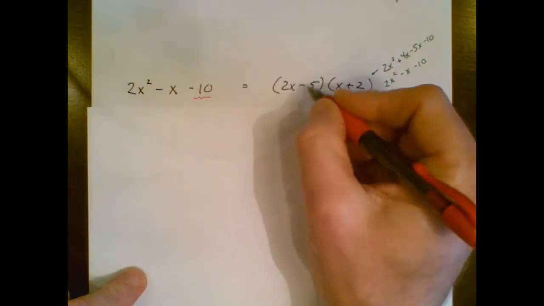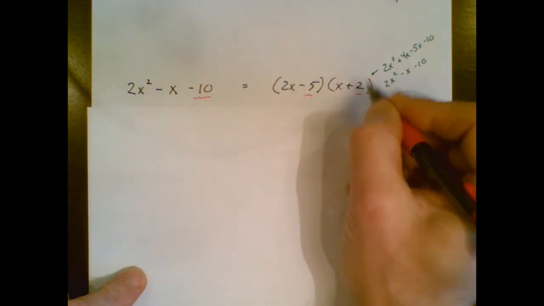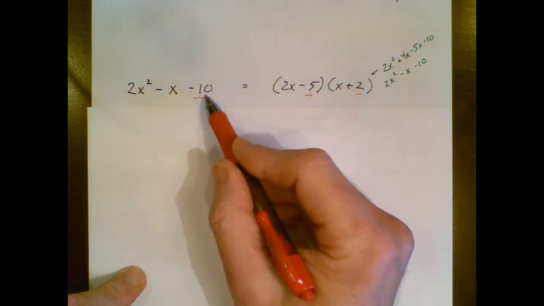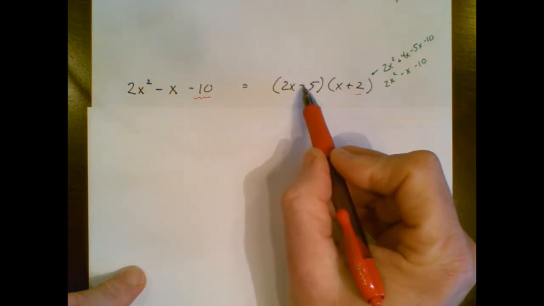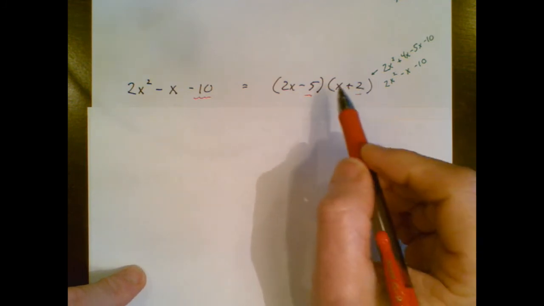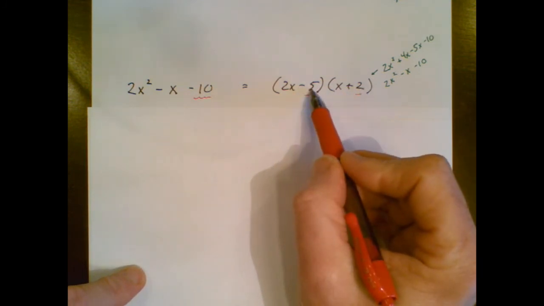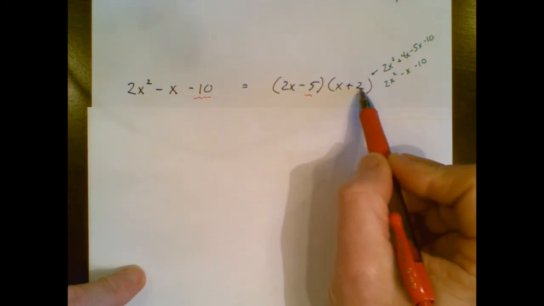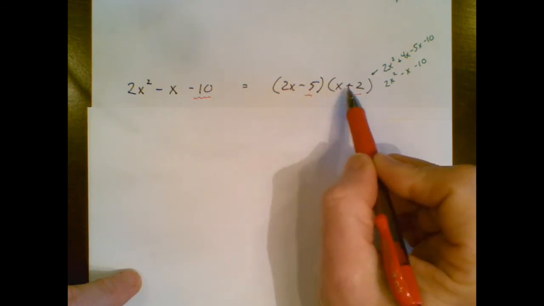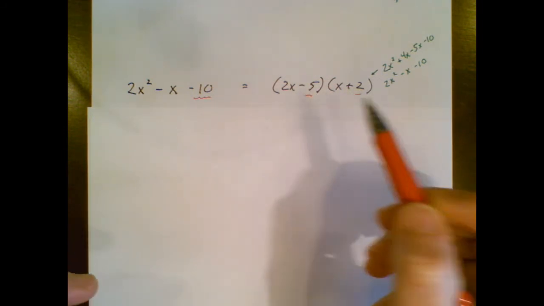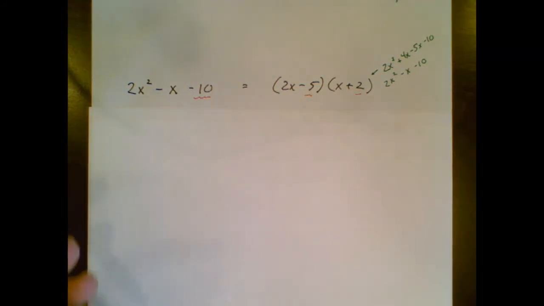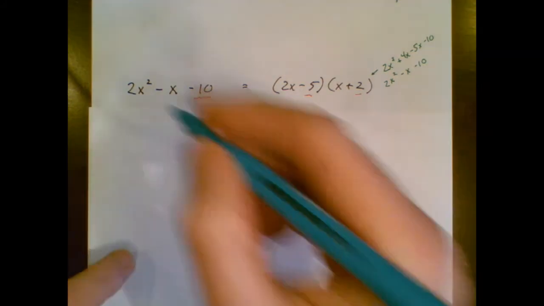I look at the last term, and whatever I put in the last part of each parentheses has to multiply to negative 10. So I ended up choosing a negative 5 and a positive 2. My problem is it could have been a negative 10 and a positive 1, or I could have even switched the order. I could have done a plus 2 and a minus 5, but there's only one combination that works. There's even more combinations that could have happened that I didn't list.